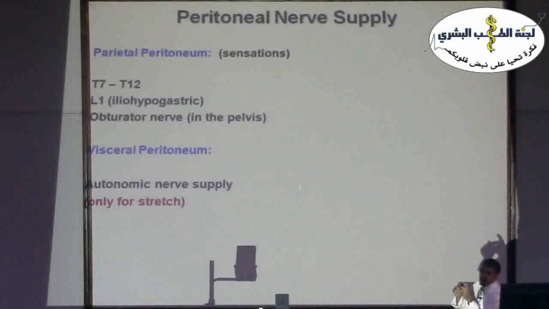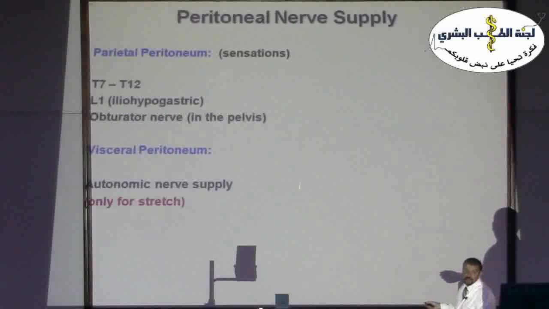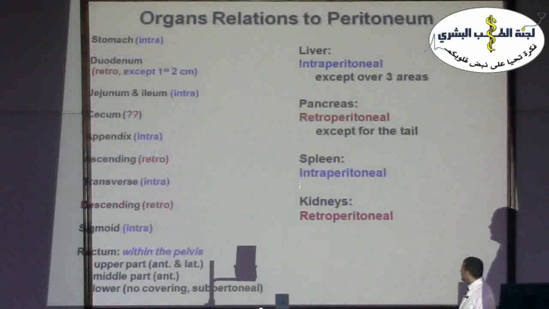So it's visceral. Visceral pain, how is it always? It's not localized. Okay, it's vague and referred pain always. So it's part of autonomic innervation, not somatic. Visceral, not somatic.